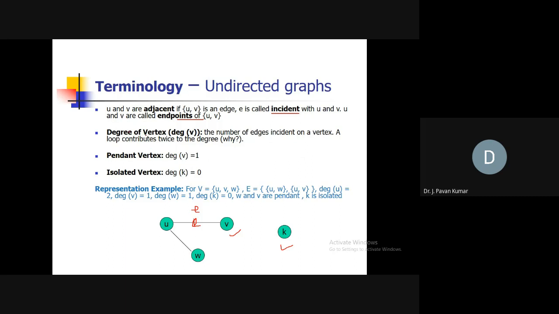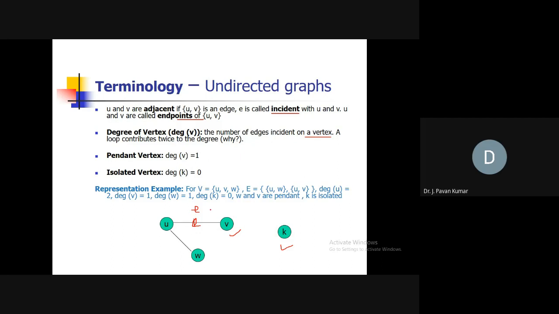Next, coming to the degree of a vertex: the number of edges incident on one particular vertex, we call it the degree of that vertex. Now what's the degree of k? Are there any edges? 0. Next, what is the degree of u? 2. What's the degree of w? 1. Like that, v's degree is also 1.